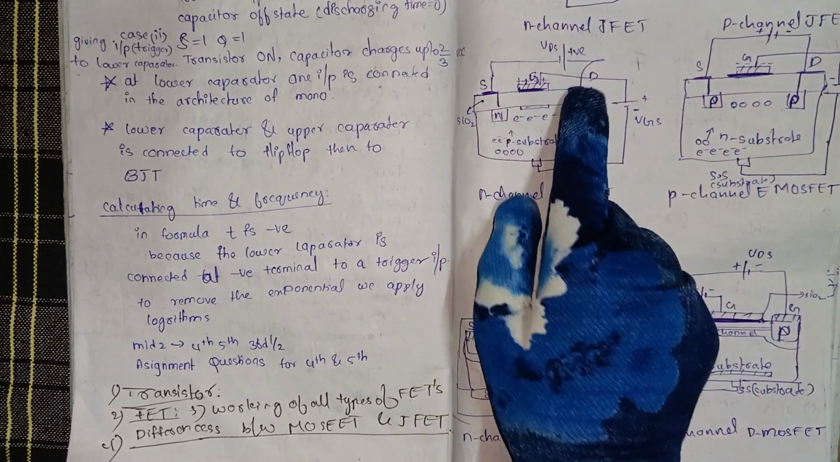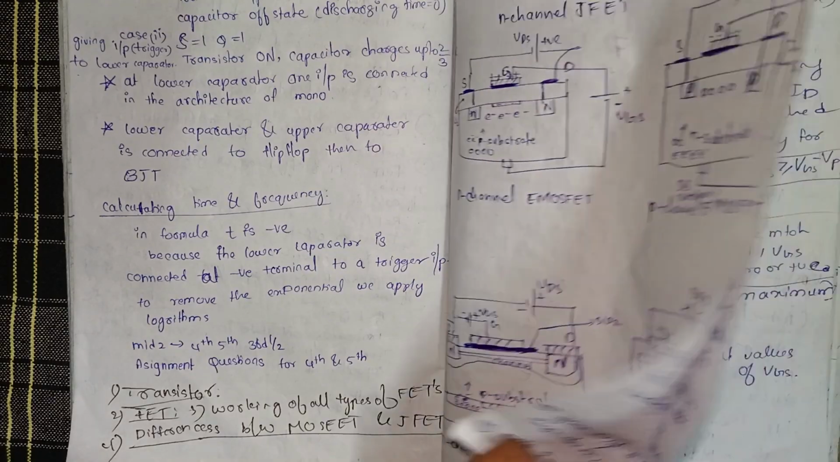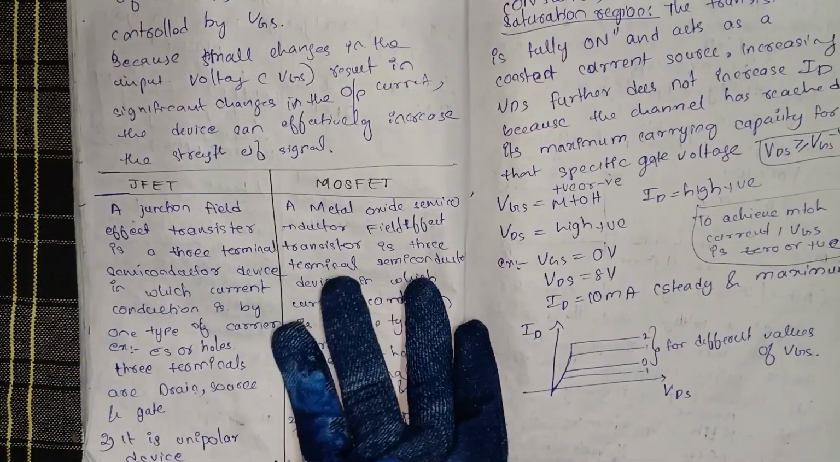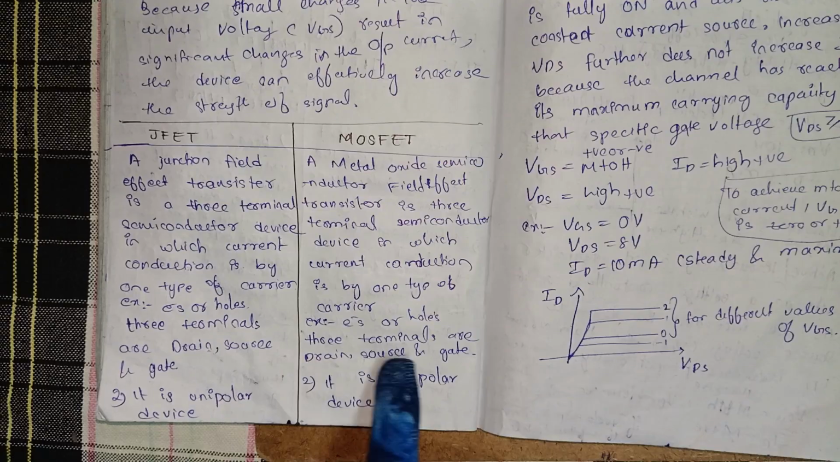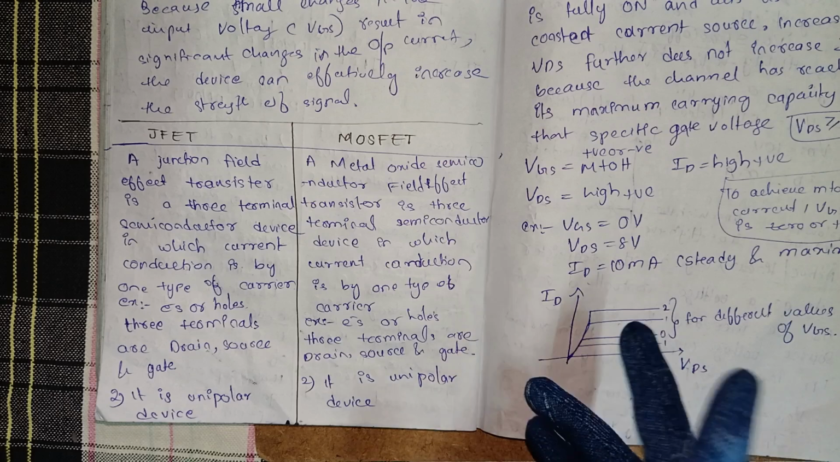Here are the gate, source and drain. Next, it is a unipolar device. It is also a unipolar device, which means the current conduction is by one type of charge carrier, that is electrons.